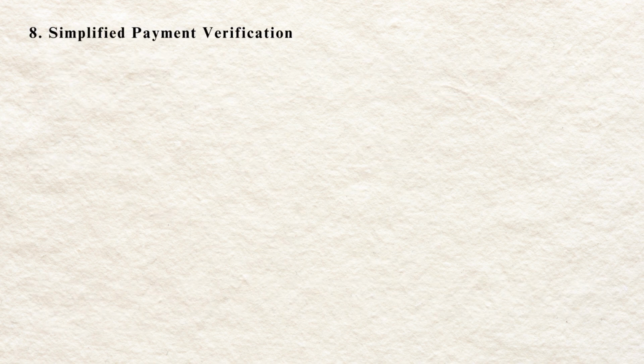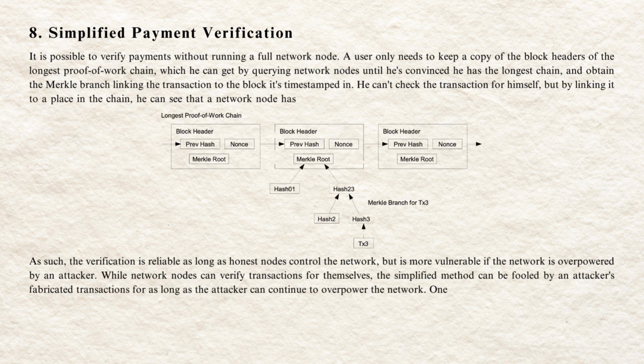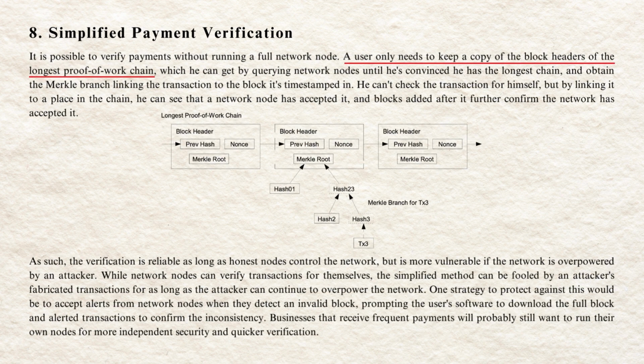Simplified payment verification. Users are not required to maintain a complete copy of the blockchain to verify transactions. They can associate a transaction with a specific block using its timestamp. While users cannot verify the transaction independently, they can confirm that it has been validated by the network nodes. This method is dependable as long as the network is predominantly operated by honest nodes.